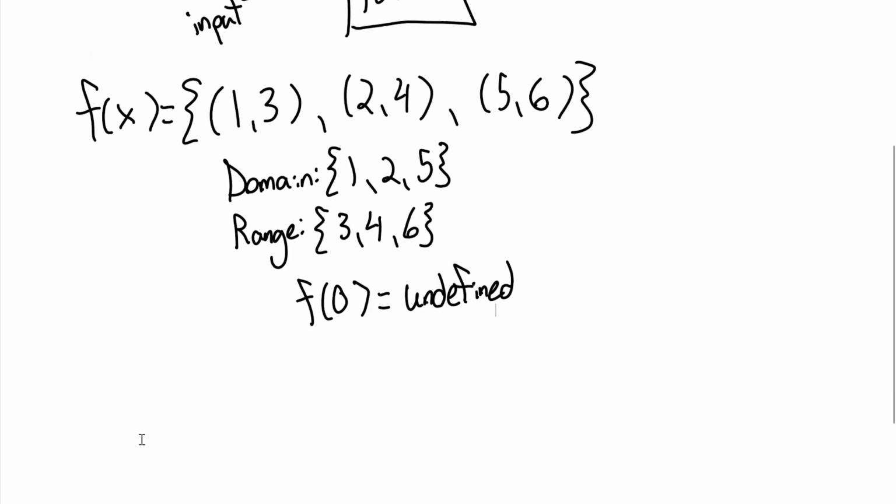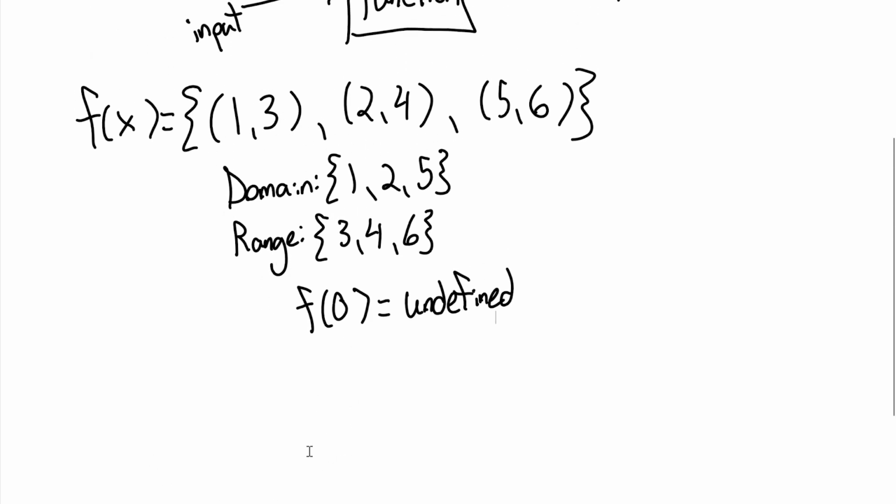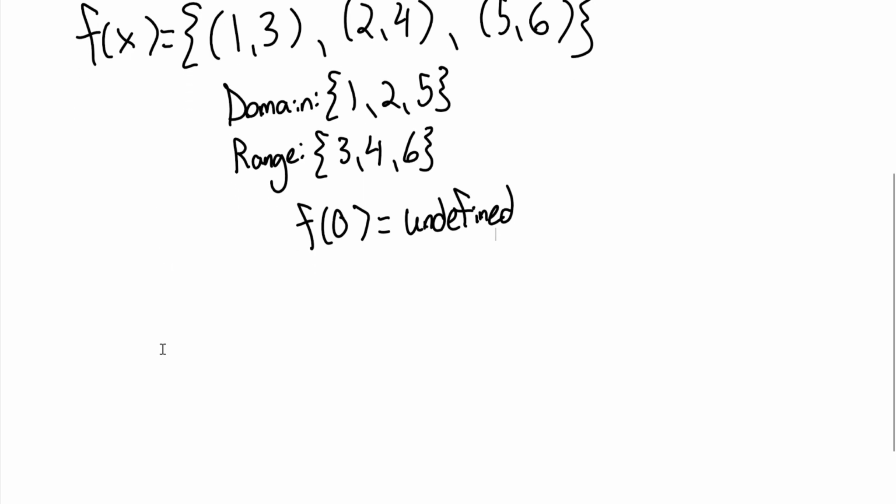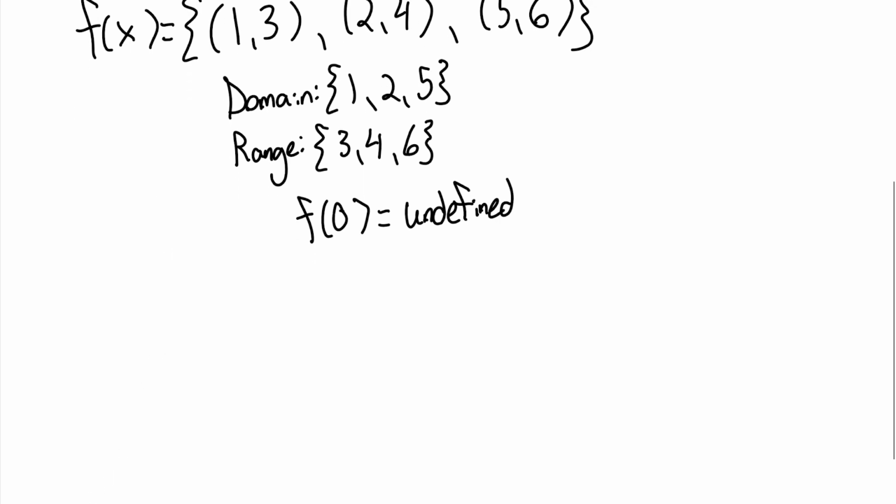So this is all nice and laid out when we have a finite number of points like this. But what happens if we have an equation? So let's use g of x, for example, equals x plus 1. x can be any value here, right? It can be any number. There's no reason it couldn't be.